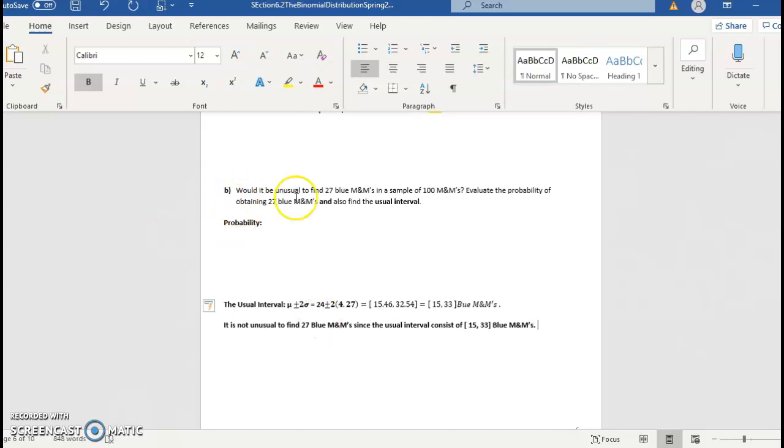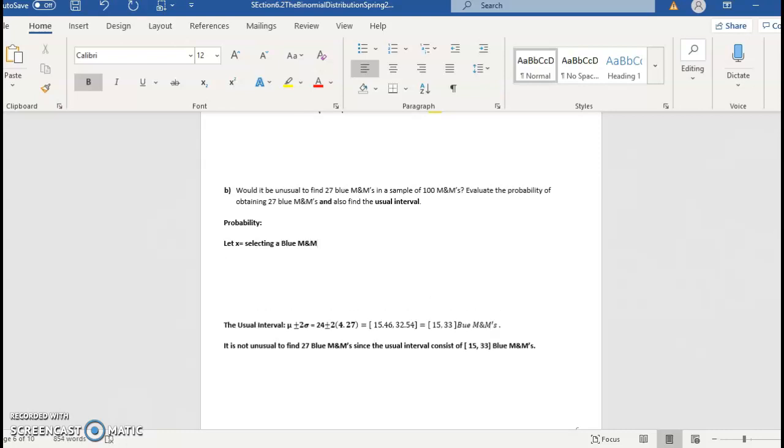Now, for a question like part B, you would only select one way of answering it, either the usual interval or the probability. Let's now investigate the probability. Let x equal selecting a blue M&M. What they're asking us to do here is evaluate the probability of 27, so x is equal to 27 of the blue M&Ms. Evaluating it this way, we're going to need the calculator and the code.